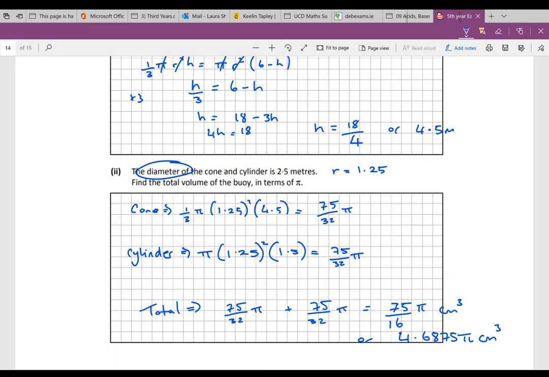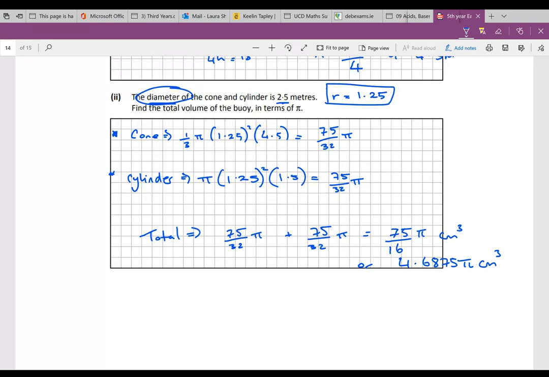The diameter of the cone and cylinder, so be careful here, some of you fell into the trap. The diameter is 2.5, which means the radius is 1.5. Find the total volume of the buoy. You can find the cone and the cylinder separately, or you can just find one and double it, given that their volumes are the same regardless. You should have got 75 over 16 pi, or if you change it into a decimal, 4.6875 pi. Again, that one should have been relatively okay.